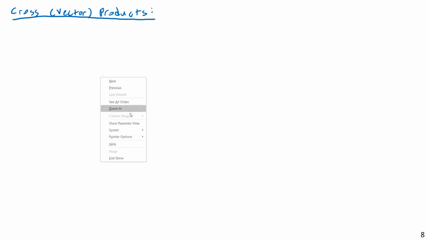So cross or vector products are the second main form of vector multiplication. The first is the dot product, which you've already discussed, and it is often called the scalar product because the result is a scalar. It's just a magnitude. But the vector product or the cross product produces something that is a vector.